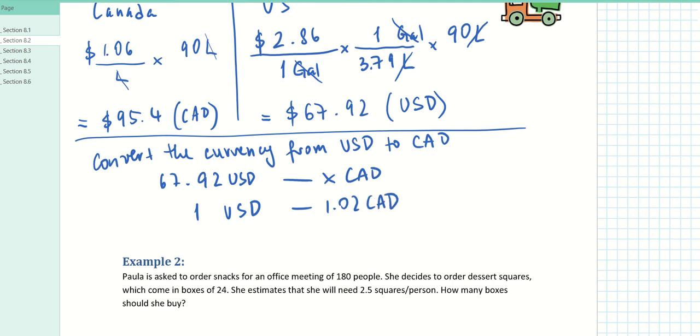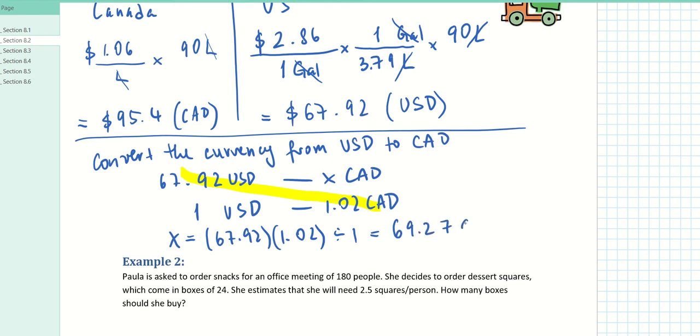All right, so that means we need to cross multiply to find X. Whenever we cross multiply, multiply the two that are known and then divide by the leftover. In this case, you just divide by 1, which is not going to change the value. So our X is going to equal 67.92 times 102, and then divide by 1. In this case, that's not going to change anything, but that's the full step. So we're going to end up with 69.27 Canadian dollars.